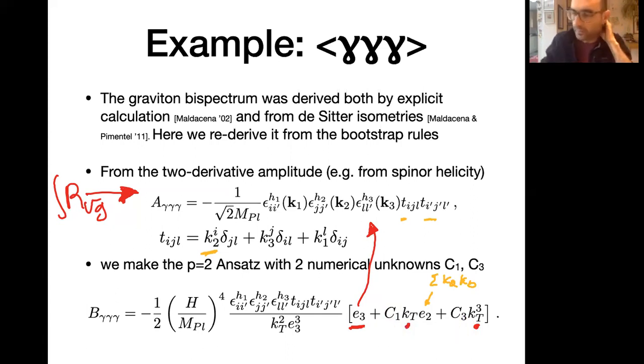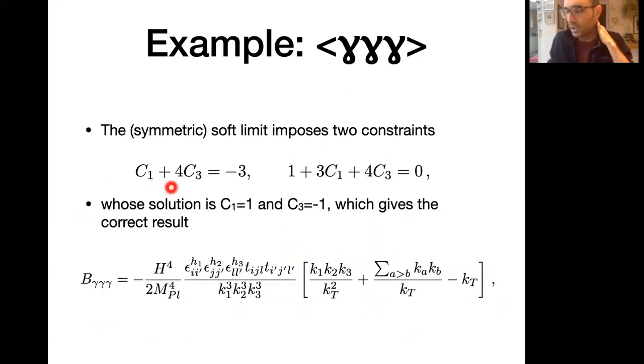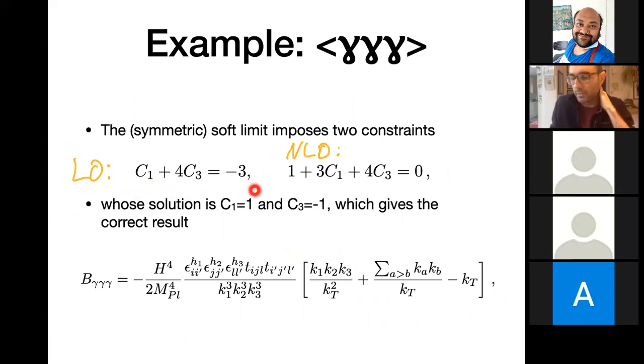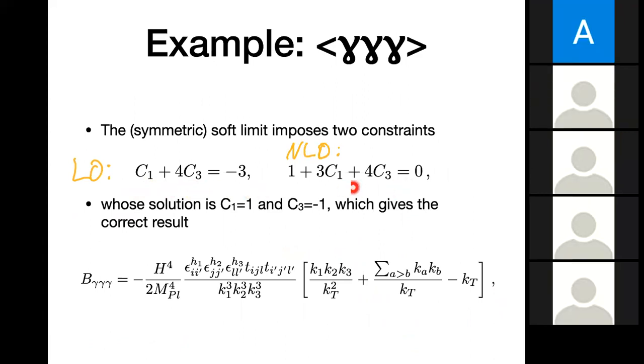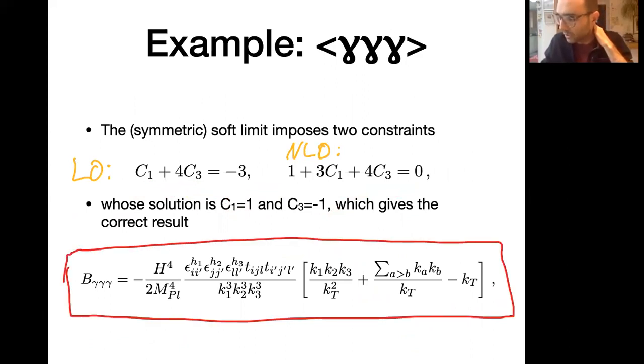Then you use the soft theorems. So you take this expression, you compute the soft theorem when one graviton goes to 0, and you enforce that it has this soft theorem behavior, and that fixes the value of these two coefficients. The leading order soft theorem is this. Clearly, we have two equations and the only two unknowns in the problem, C1 and C3. The solution is C1 and C3 is minus one. Boom, that's the solution. And this is exactly what Maldacena computed 20 years ago. But as you appreciate, the derivation was almost trivial. It was extremely straightforward.